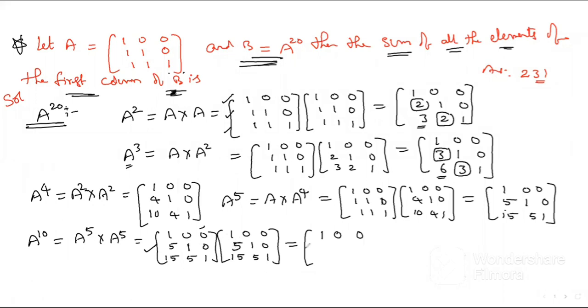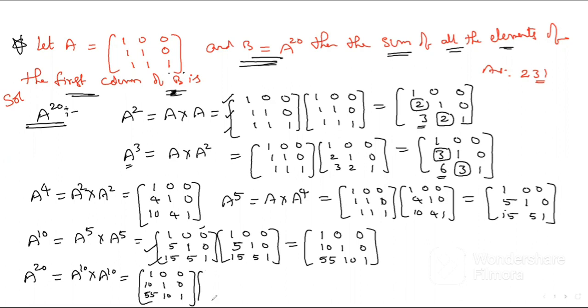Okay, second row multiply with all columns. What we get here? 5 plus 5, 10. 1, 0. Here this value, third row multiply with first column: 15 plus 25 plus 15, 55. So 15, 0, here 5, 5, 10, 1. Next, A to the power 20. A to the power 20 can be written as A to the power 10 into A to the power 10. A to the power 10 is 100, 10, 10, 55, 10, 1, into 100, 10, 10, 55, 10, 1.